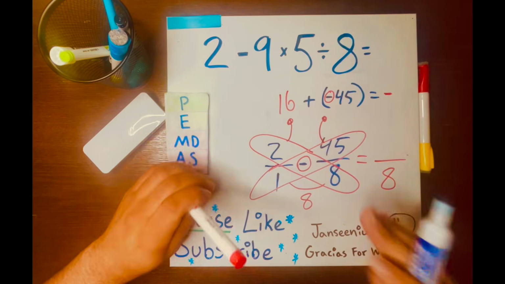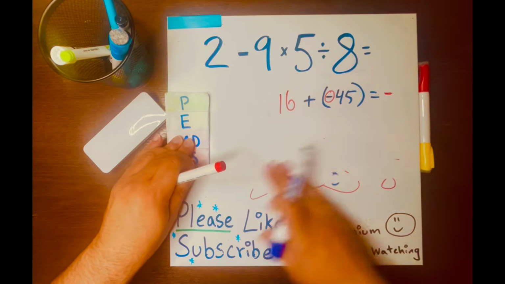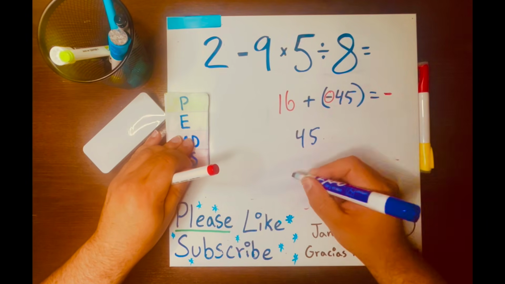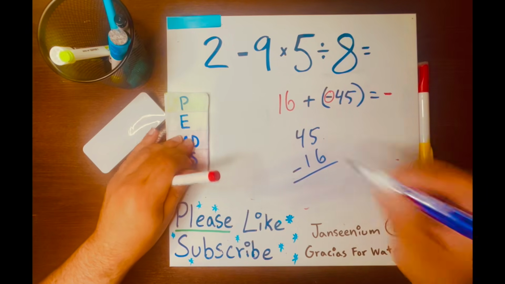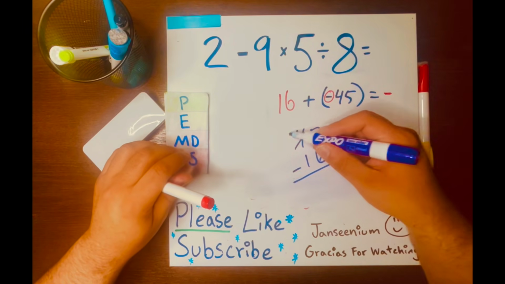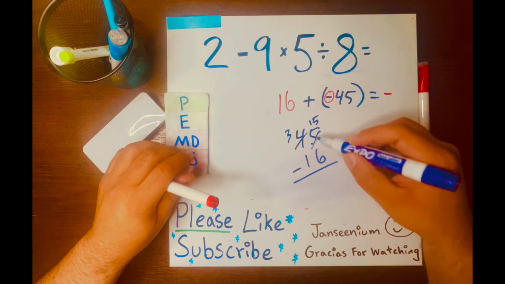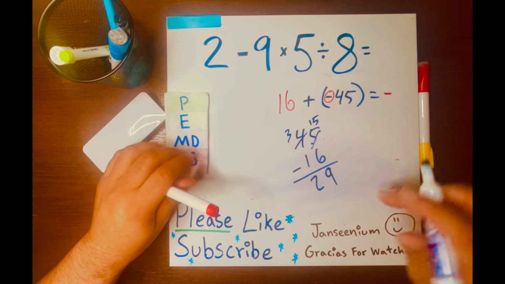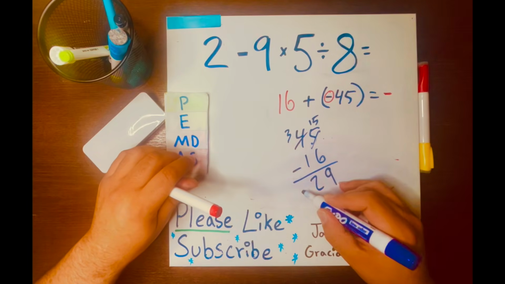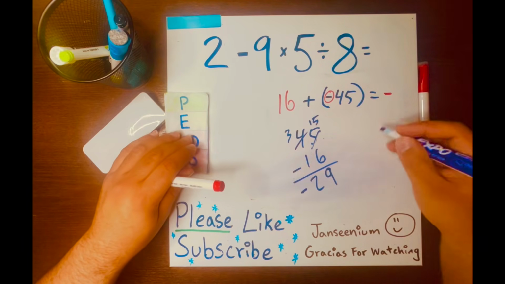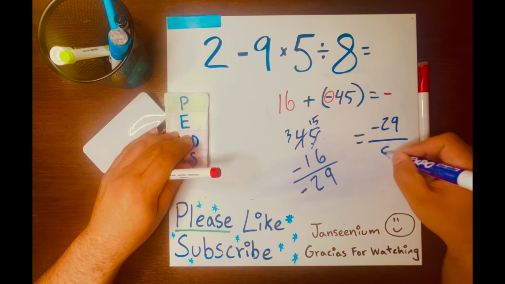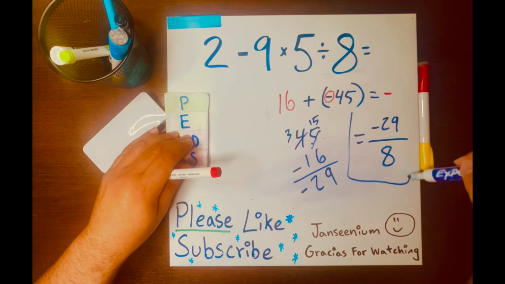We need to subtract. So I'm going to go ahead and erase all this for space and write 45 minus 16. We are subtracting. So we do this, 15 minus 6 is 9. 3 minus 1 is 2, and we keep the sign of the bigger number, so it's negative 29. So your answer is negative 29 over 8. And you can break this down further, so this is it.